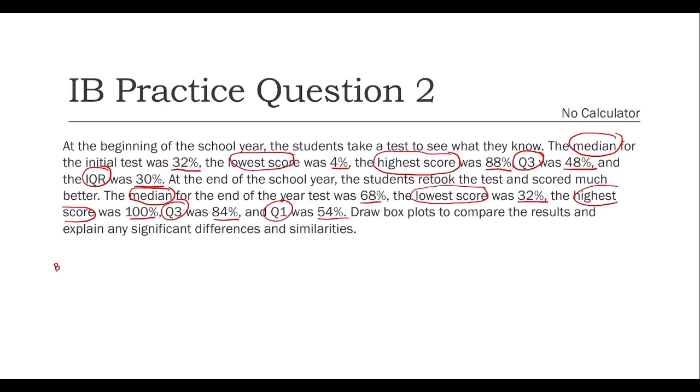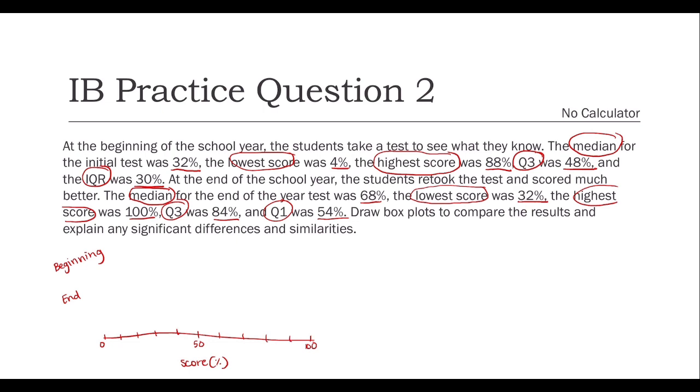So we'll have the test at the beginning of the year and the end. And our scale will go from 0% to 100%. So this will be our score. So we'll have 50 here in the middle, and we'll go up by tens. 30, 40.